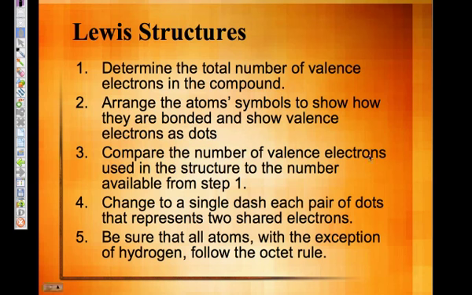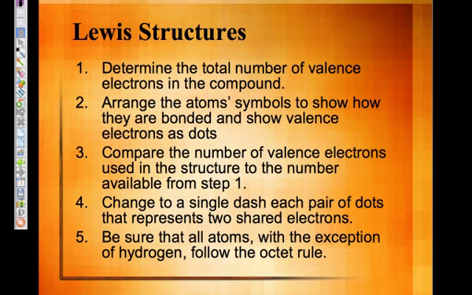So to draw the Lewis structure, you're going to determine the total number of valence electrons in the compound, add it all up, then arrange the atoms' symbols to show how they're bonded, and then you'll draw your valence electrons in as dots. Then you'll want to count how many dots you drew to how many you should have that you calculated in number 1.